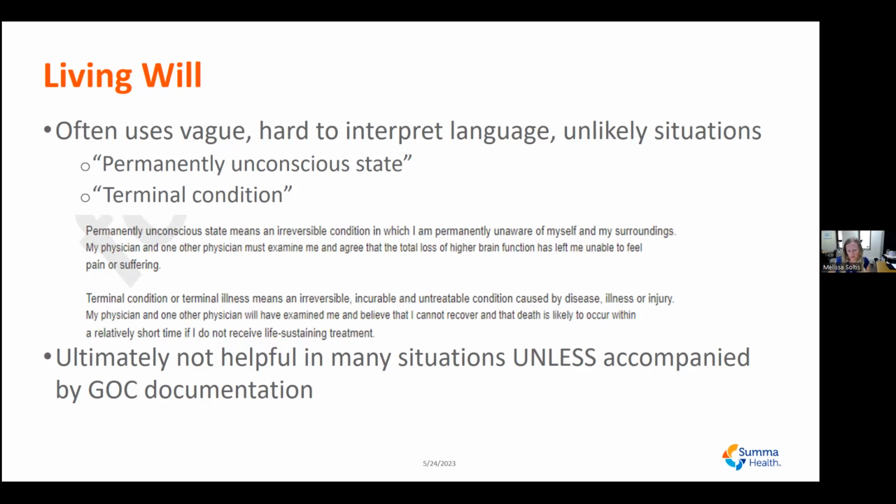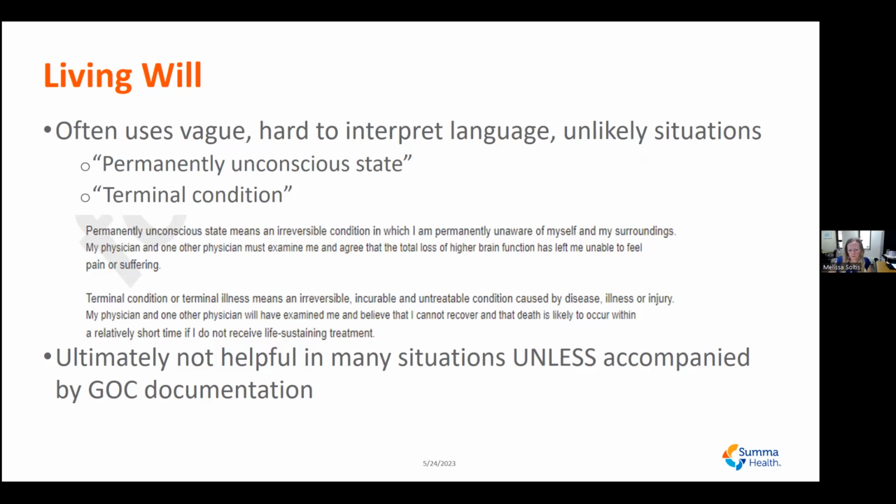All but being brain dead. That is an unlikely situation for most people. Terminal condition means incurable and untreatable, and that my physician and one other physician will have examined me and believe that I cannot recover, and that death is likely to occur within a relatively short time frame. So again, it's very vague. What does relatively short time frame mean?